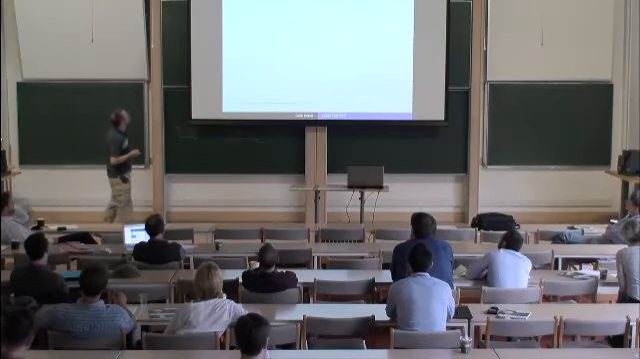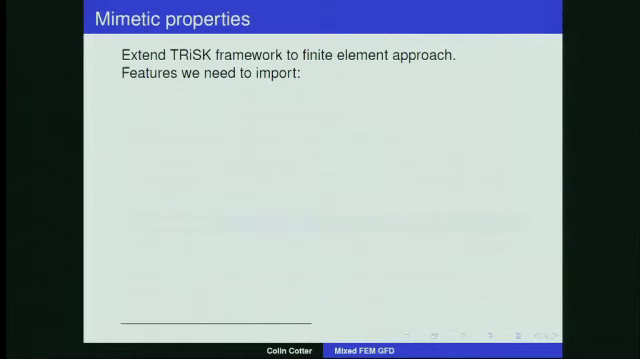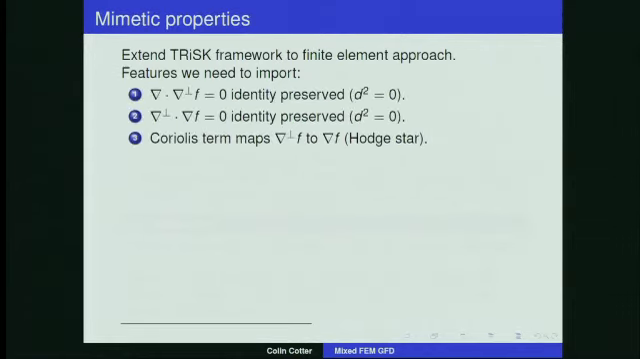Okay, so what are the properties that we need to import from the Trisk framework into this finite element approach? Well, there are three properties that you need. So one is that you have a discretization of the divergence and the curl, such that if you take a stream function and take its curl to get a velocity field and then take the divergence, then you get 0. So that identity needs to be preserved. That's used in the proofs. And similarly, if you take a gradient of a function and then take the grad perp dot or rot or whatever you want to call it, then that thing is also equal to 0.